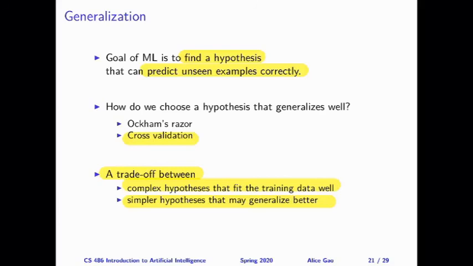How can we find the sweet spot? How can we find the hypothesis with the right complexity such that we are confident that it generalizes well to unseen data? This trade-off is also called the bias and variance trade-off, and I'm going to talk more about it in the next video.